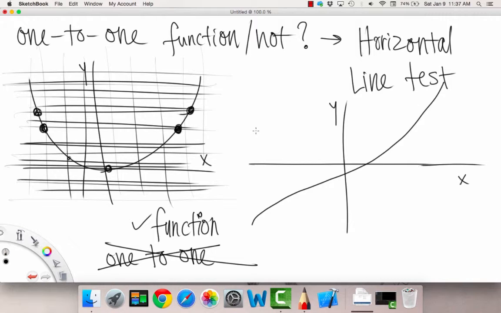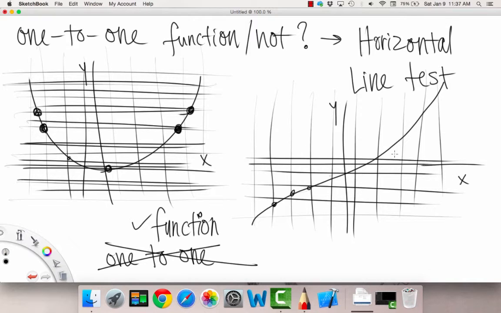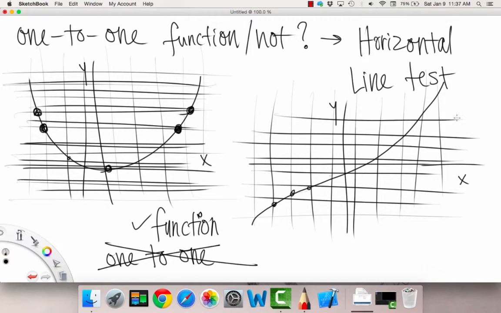So let's do the vertical line test first to determine whether it's a function or not, like a normal function, any kind of function. So the vertical line test looks like it's passing, right? Because each of these vertical lines crosses only once. Okay, we're good. Now let's try the horizontal line test. So now we do our horizontal lines. Okay, and it looks good, right?